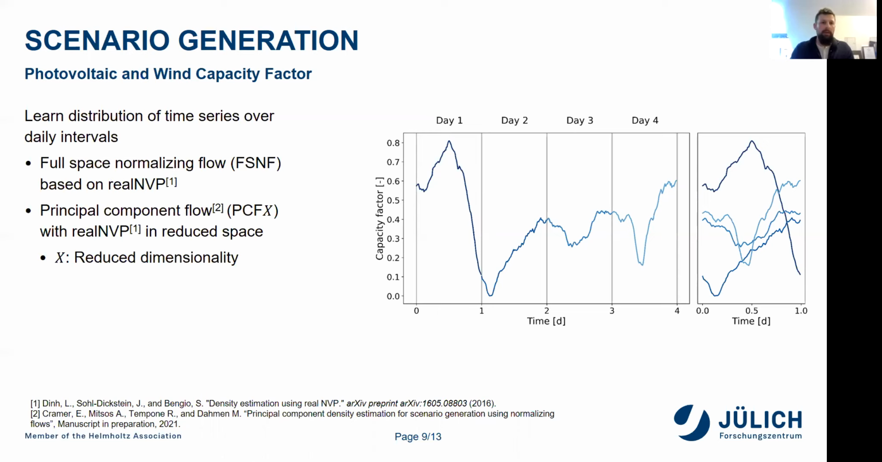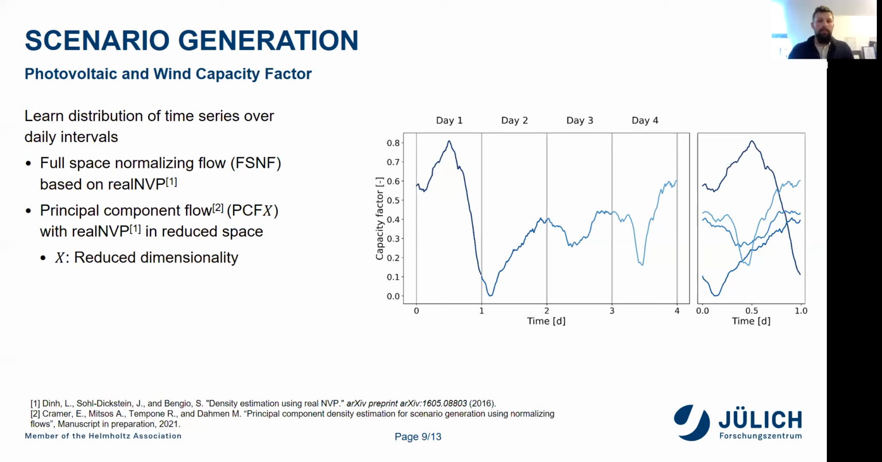Now, we're going to train a couple of different normalizing flow models here. The first one is going to be the full space normalizing flow, where we're going to use the real MVP model that I've shown you in the beginning. And we're also going to train the principal component flow, where we use the real MVP model in the lower dimensional space. And this PCFX here, the X is going to denote the number of principal components that we're considering here in the PCF.